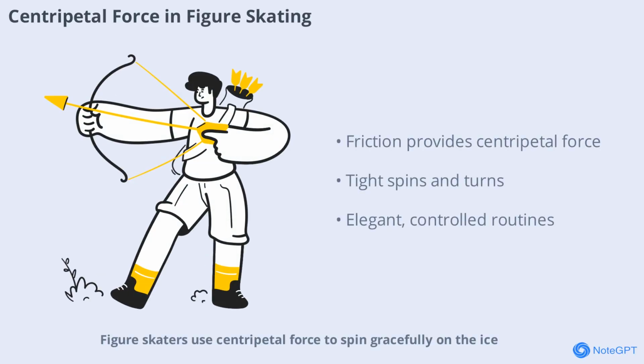Figure skaters use centripetal force to spin gracefully on the ice. The friction between their skates and the ice provides the inward force needed for tight spins and turns. Mastery of these forces allows skaters to perform complex routines with elegance and control.